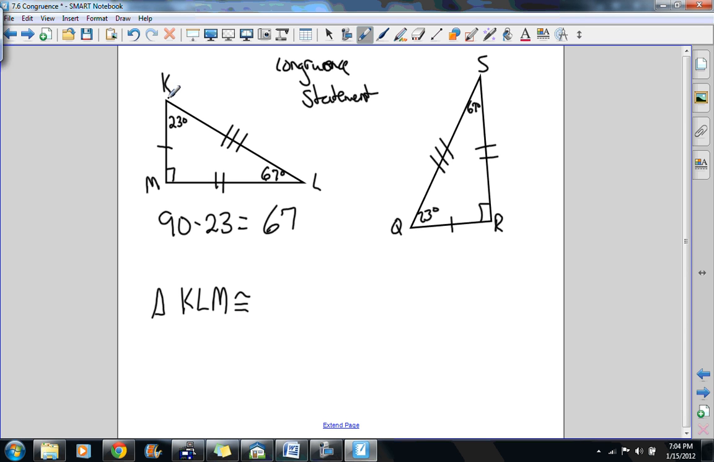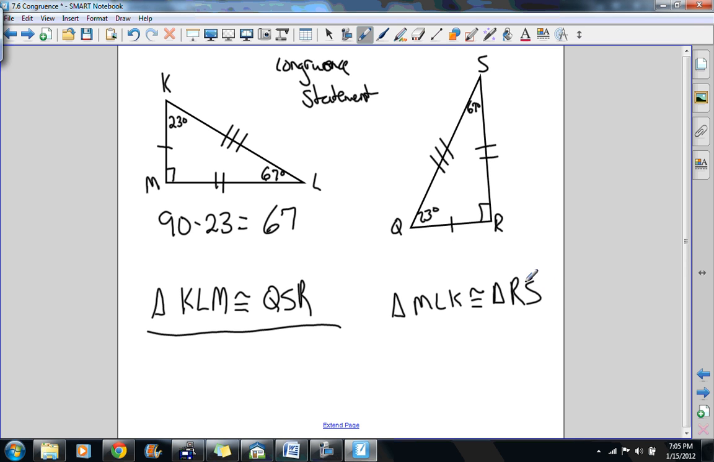I went K first. That means the 23-degree angle. So I have to go Q. L second, that was 67, so that has to be S. And then finally, M was the last one. The right triangle on this one would be R. So my congruent statement is triangle KLM is congruent to triangle QSR. Now, if I did a different order on the first one, let's say I did triangle MLK, I could do that. On the other one, I would have to then do triangle R, because that was 90. L was a 67, so that's S, and Q is 23, which is there. All that matters is that they match up.